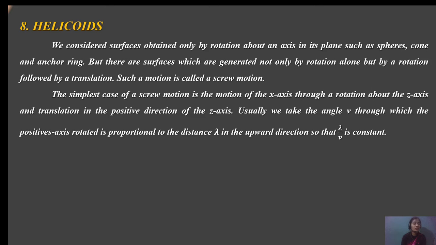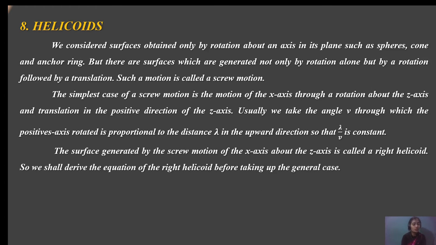This screw motion is generated in a simple form by rotation about the z-axis and translation in the positive direction of the z-axis. Usually we take the angle v through which the positive axis is rotated to be proportional to the distance, so that lambda by v is a constant. The surface generated by the screw motion of the x-axis along the z-axis is called a right helicoid.